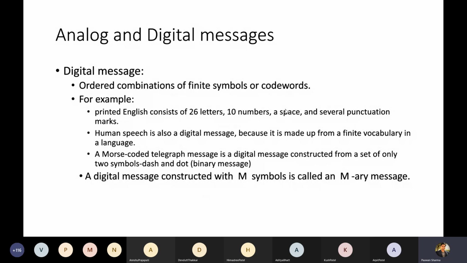For example, in the English language, or for that matter any language, there are a fixed number of letters, numbers, representations, etc. So it is a finite set of symbols, and that is a digital representation. Human speech is also a digital message. Remember, this is a catchy question. Human speech means something meaningful is being said, on the basis of the language. There are some rules of language. You use some words, and combinations of words form sentences, so there is meaning in it.